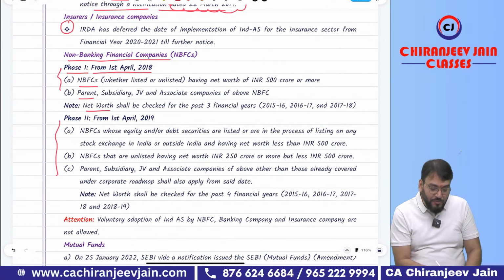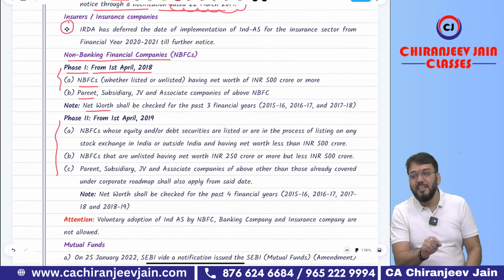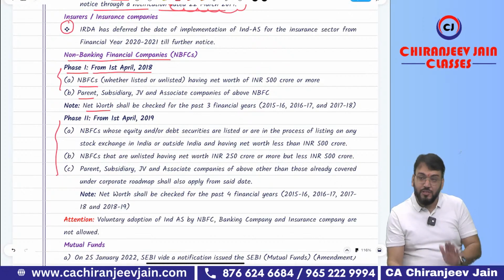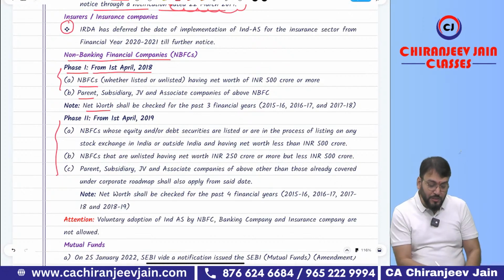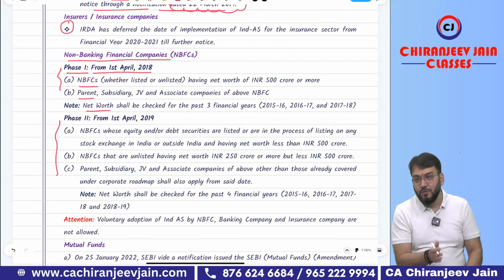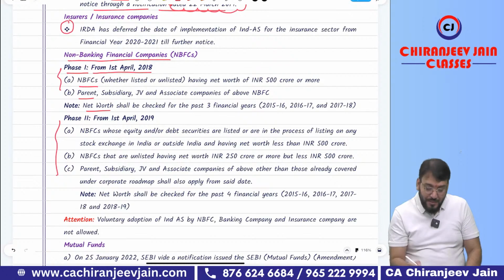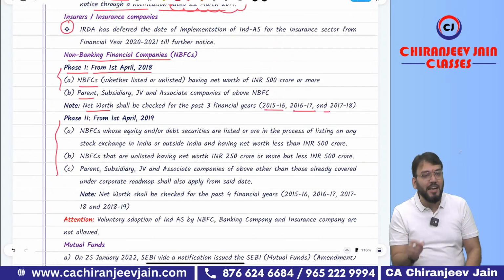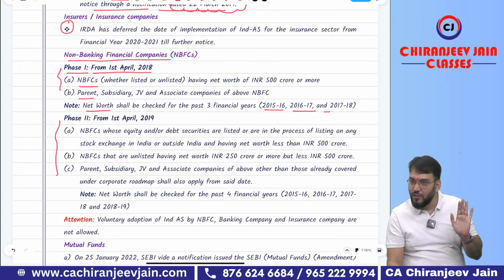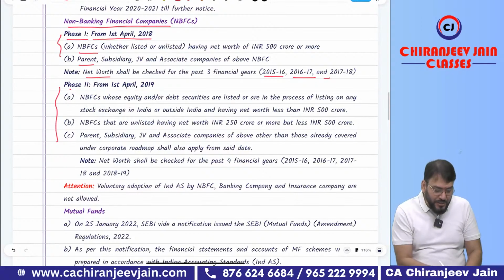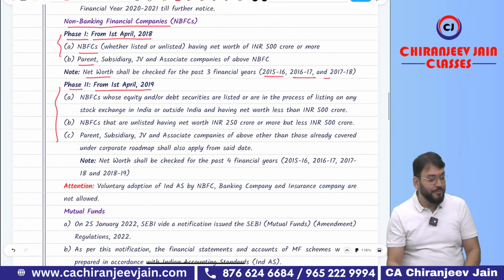In this also, net worth will be checked for the 3 previous financial years. Now, for the 3 previous financial years, you need to think from 1st April 2018. So it will be 17-18, 16-17 and 15-16. Once again, if in any 1 year the net worth meets the criteria, Ind AS will be applicable to that NBFC. Got this point?